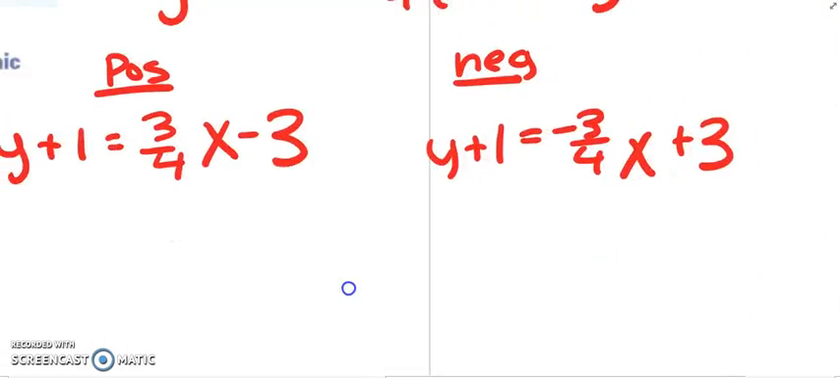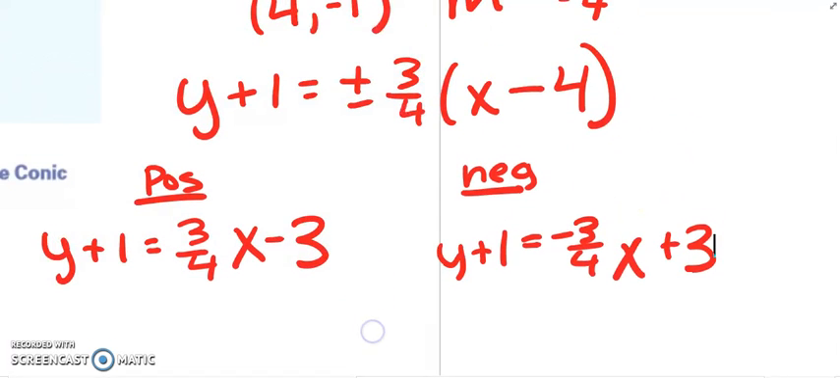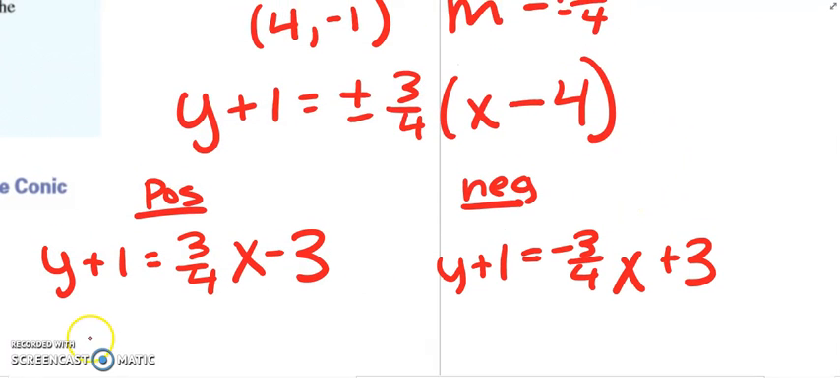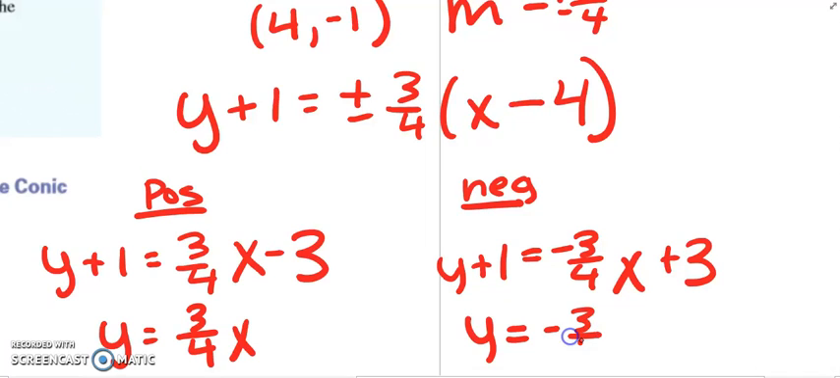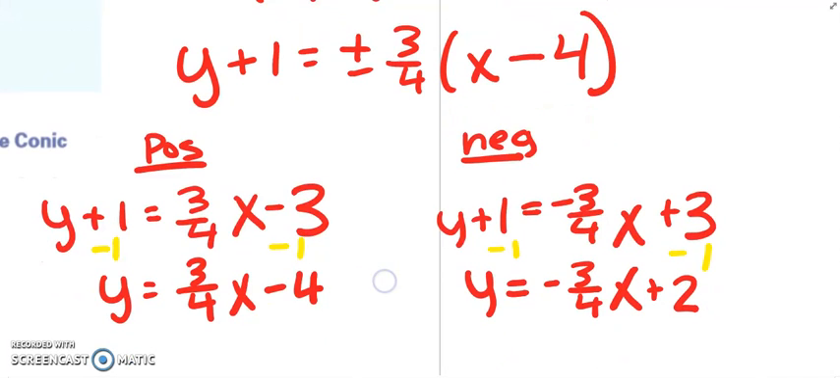We have to solve for y. So we're going to subtract 1 on each side. So subtract my 1. What is negative 3 minus 1? And what is 3 minus 1? Those are your two asymptotes.